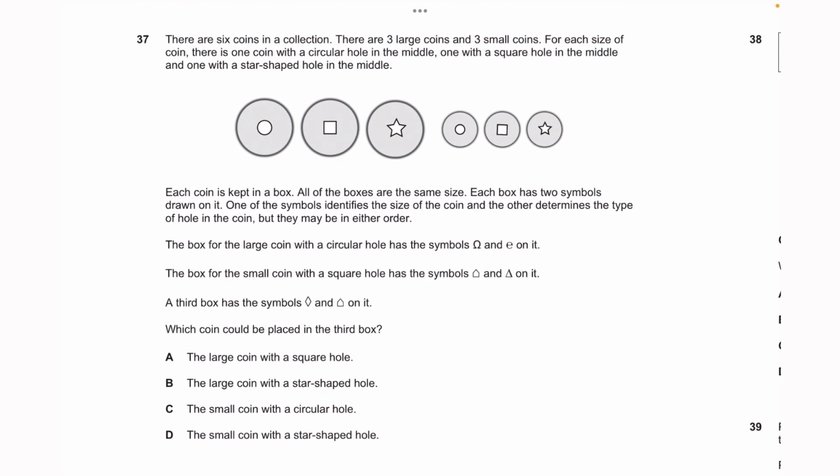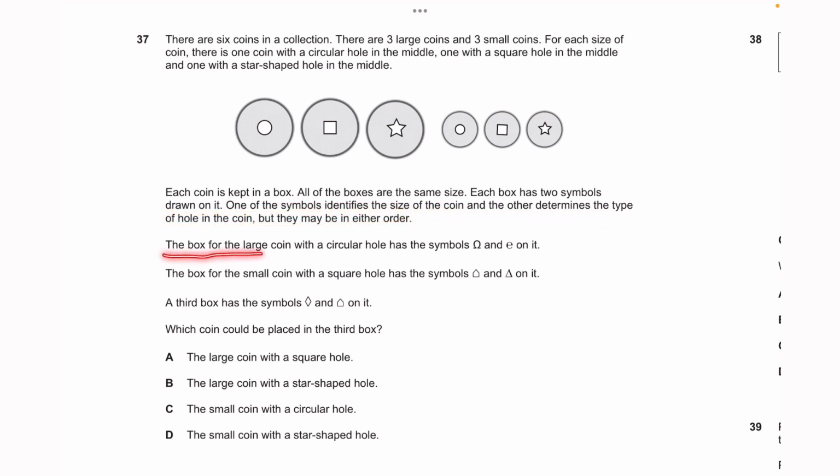Okay, so let's have a look at question 37. Question 37 goes along these lines. It says there are 6 coins in a collection. There are 3 large coins and 3 small coins. For each size of coin, there is 1 coin with a circular hole in the middle, 1 with a square hole in the middle, and 1 with a star-shaped hole in the middle. Each coin is kept in a box. All the boxes are the same size. Each box has 2 symbols drawn on it. One of the symbols identifies the size of the coin and the other determines the type of hole in the coin, but they may be in either order.